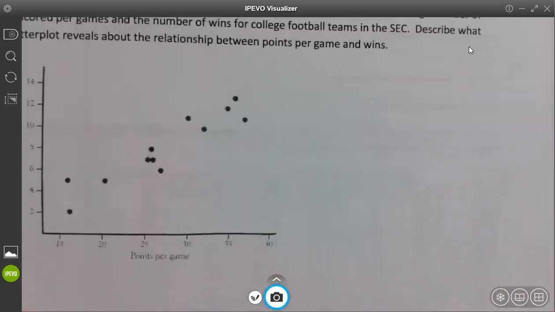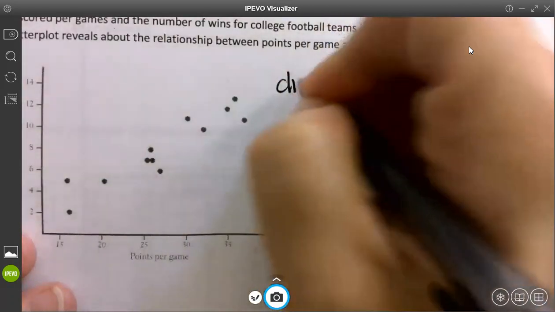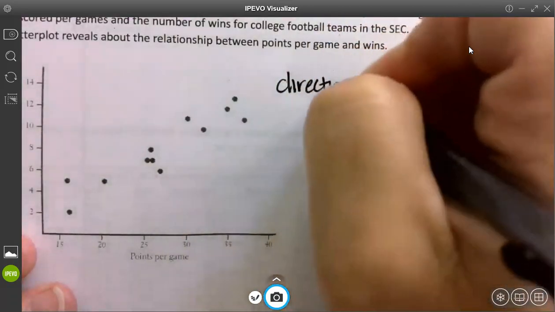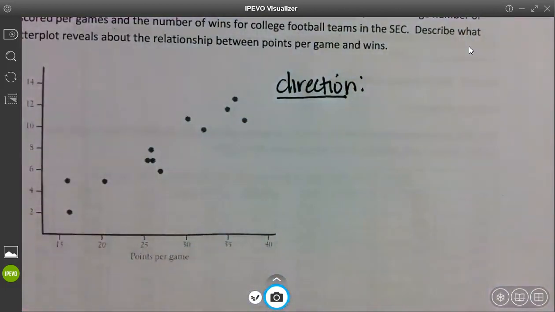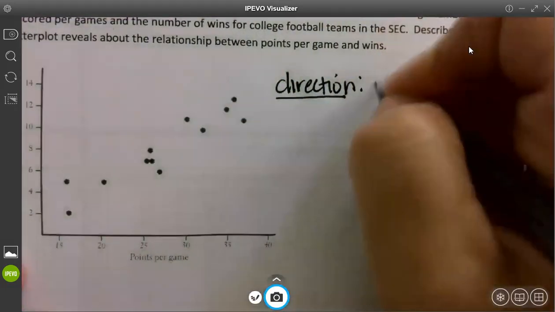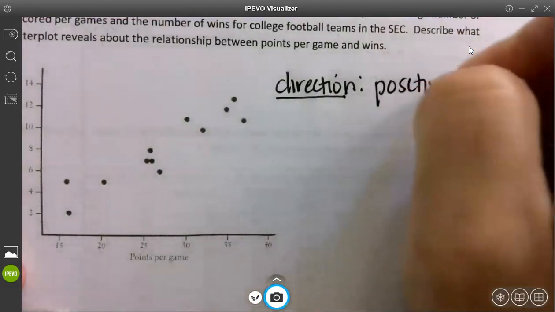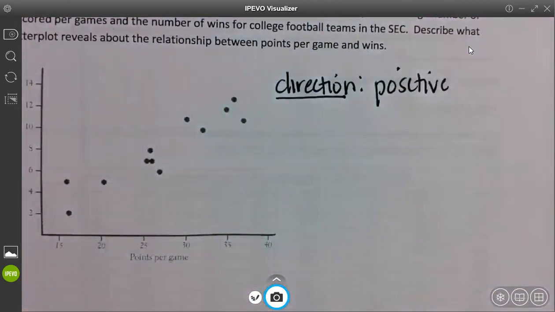So what are the things that we need to know? The first one is direction. What direction is it going in? Positive. As the points per game increase, the number of wins increase. Okay, and you guys know how to do that.